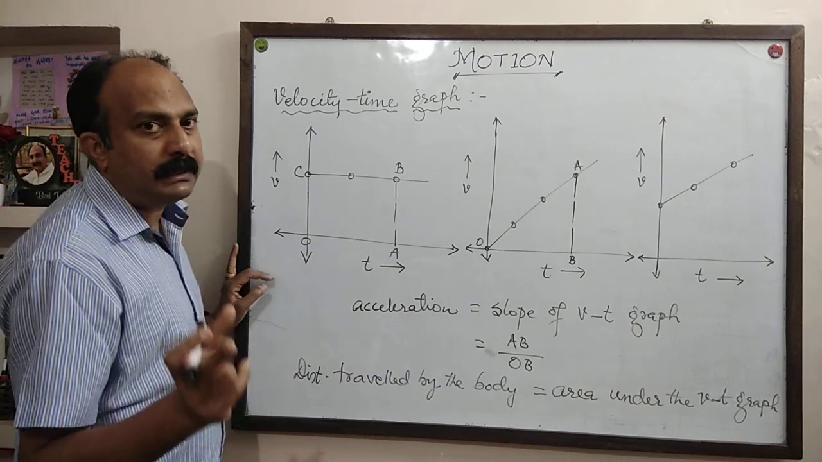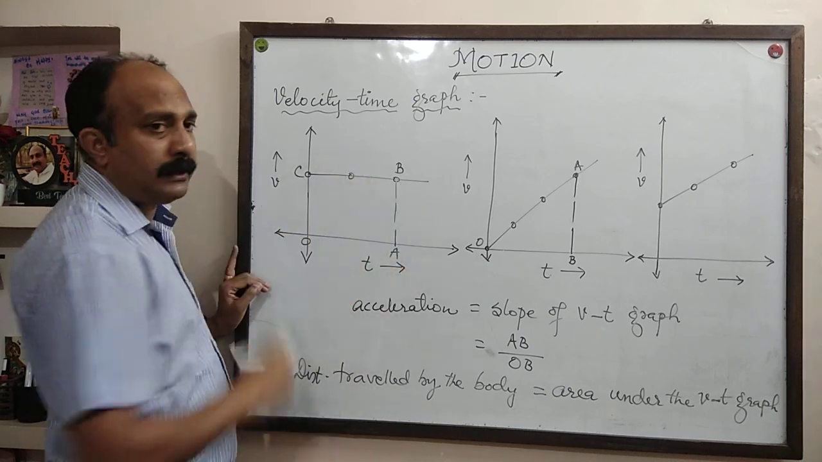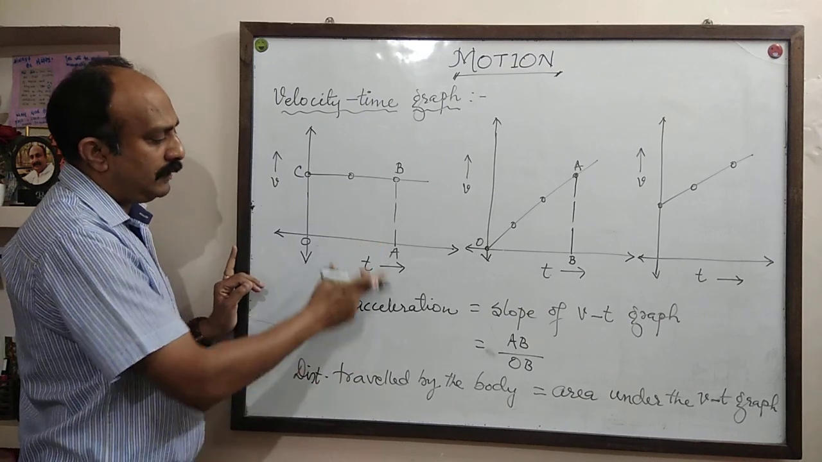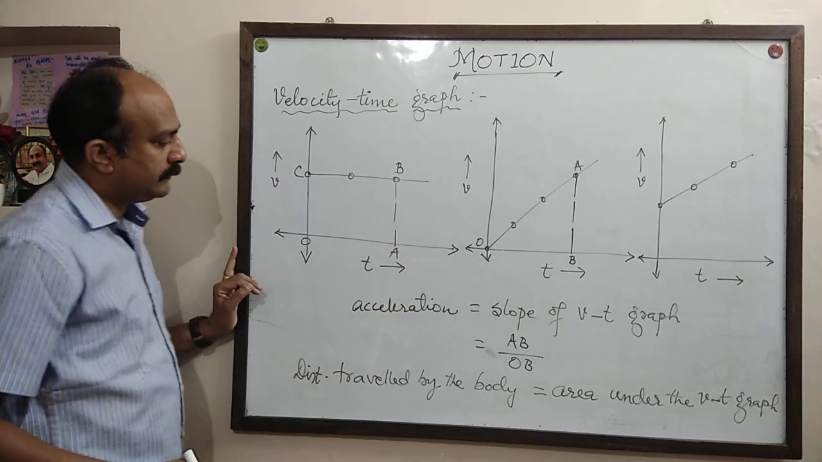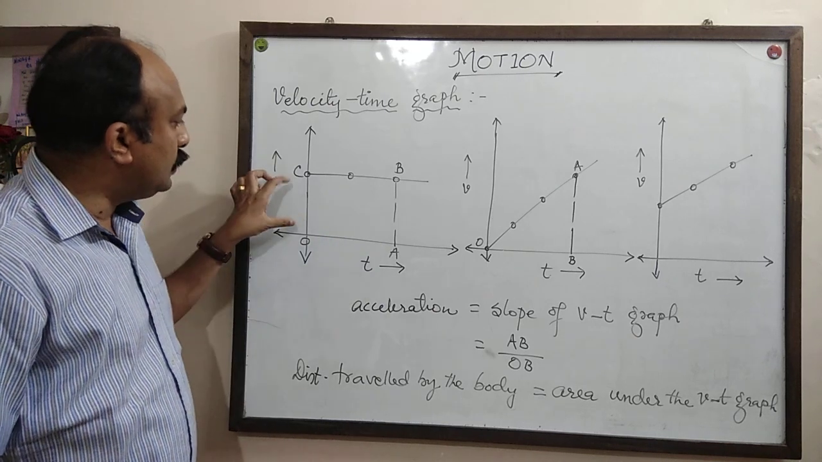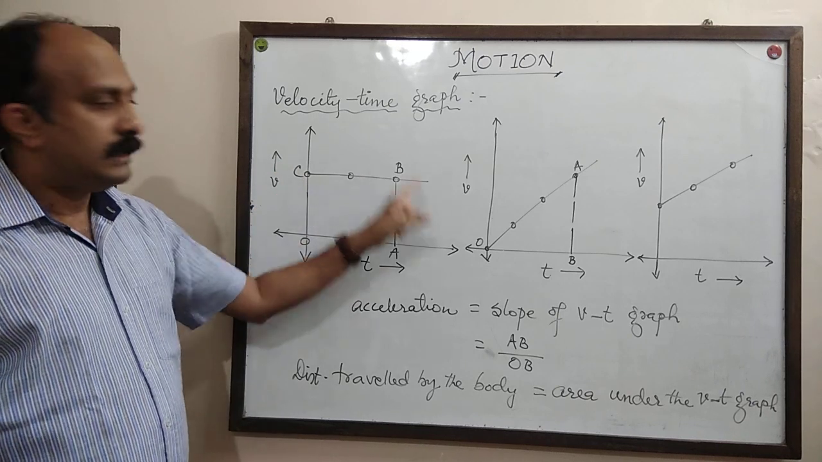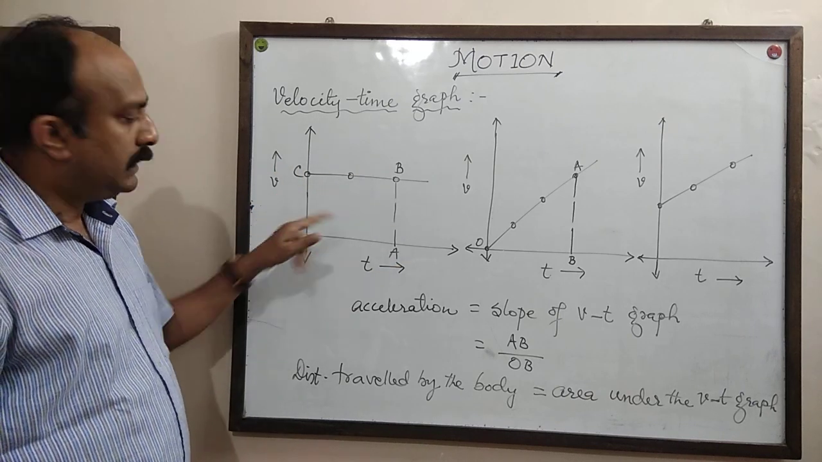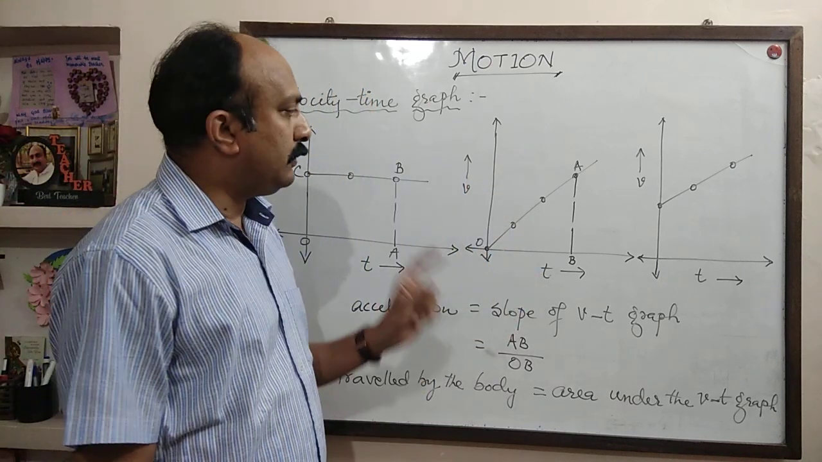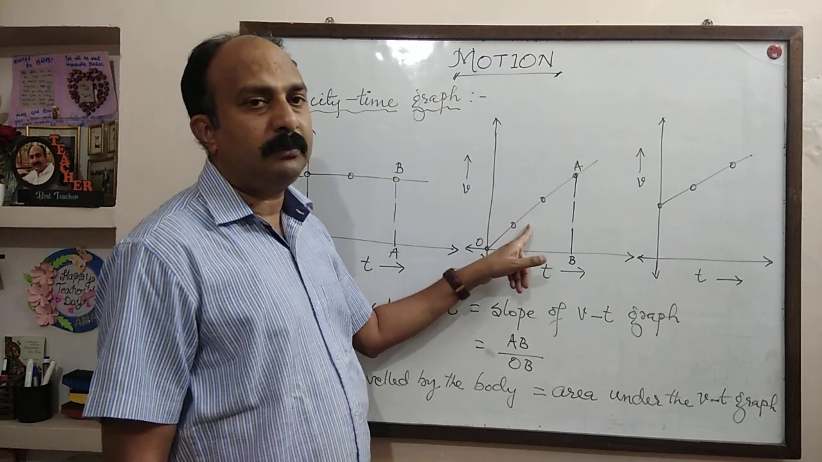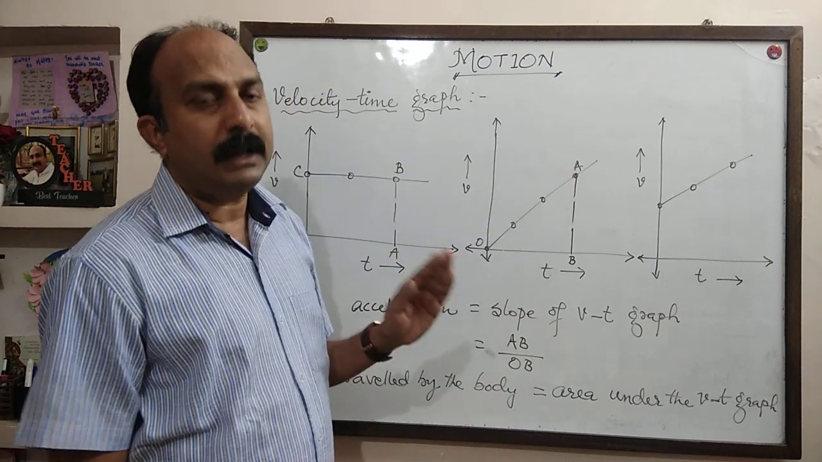We know that area of the rectangle is equal to length into breadth. So, this is OA into AB. OA value will be taken from x-axis, AB will be taken from y-axis, or we can say OA into OC, length into breadth. So OA into OC will be the distance traveled by the body in t second. Now coming to this graph, if you are asked to calculate the distance traveled by this body moving with uniform acceleration, then again area under the Vt graph.